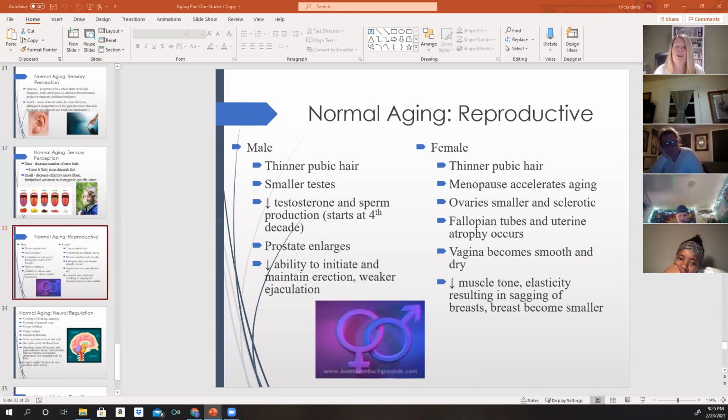For females, they're also going to have thinning pubic hair. Menopause is going to accelerate aging. As soon as they don't have a period for 1 year, things start progressing very quickly. Your ovaries get smaller and sclerotic. Your fallopian tubes and uterus atrophy. Your vagina becomes smooth and dry. You have decreased muscle tone and elasticity, which results in sagging of the breasts, and your breasts become smaller.